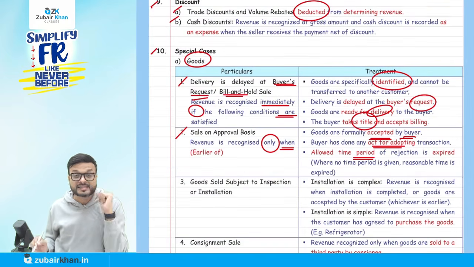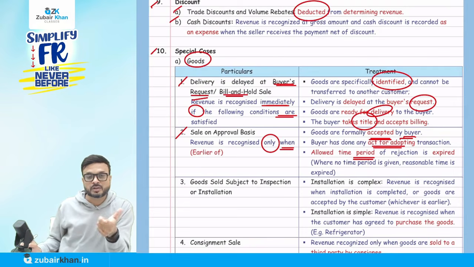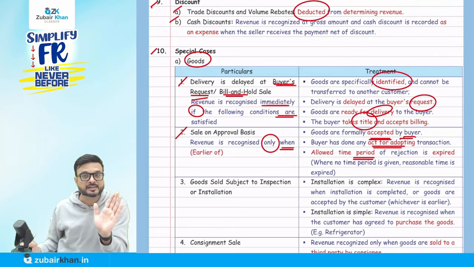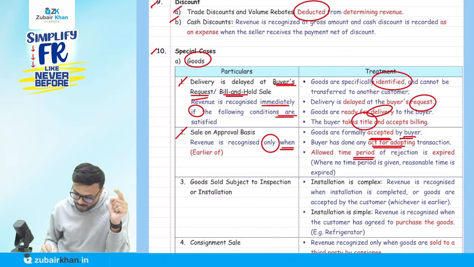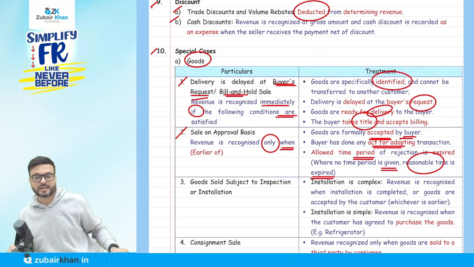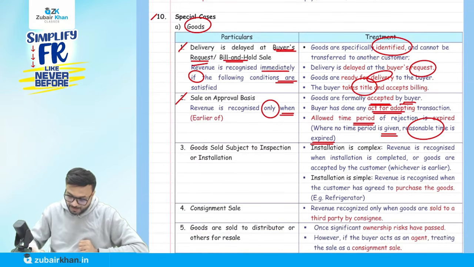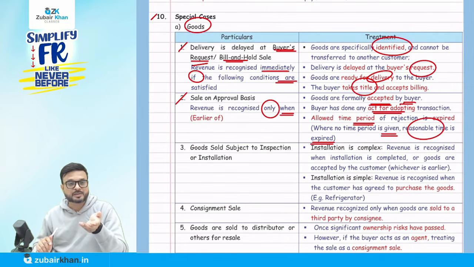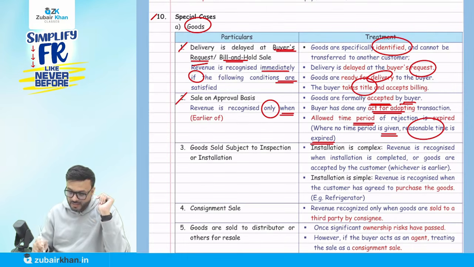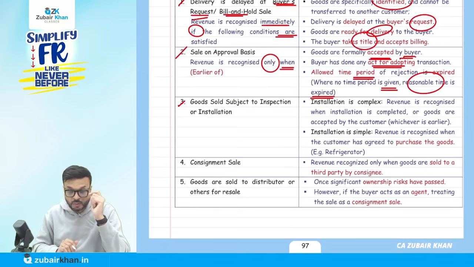Suppose, for example, I have given you 15 days. If 15 days cross and you didn't inform me, then I will consider it a sale. So they say the allowed time for rejection has expired, and where no time is given, a reasonable time has expired. Reasonable time generally means 15 days or 1 month. If that reasonable time period expires, I will consider it a sale. When anything happens earlier, it will be considered a sale.